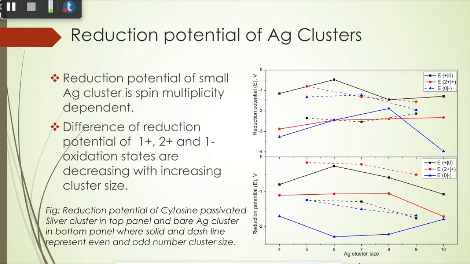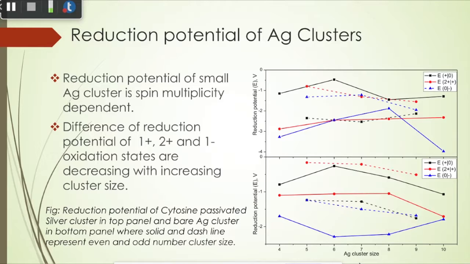In the first one, the dotted line and the solid line show the same type of reduction potential, but the solid line shows the reduction potential of even-number size silver clusters, and the dotted line shows the odd-number silver clusters. The interesting thing is that for the very small silver clusters like Ag4, the reduction from +1 to 0 shows a very high reduction potential compared to the reduction from +2 to +1 or 0 to -1.